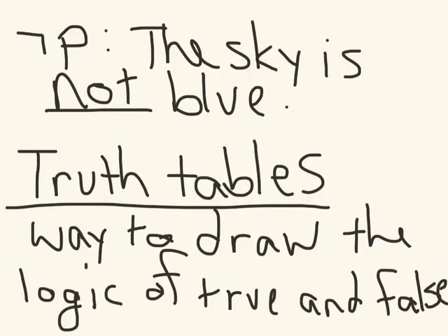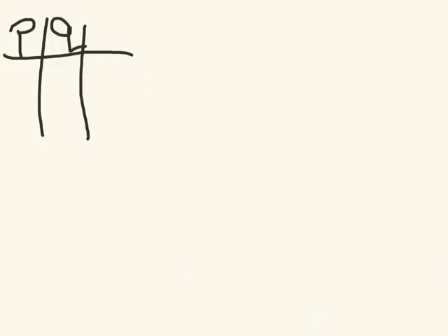And I just want to point out, when I say that they're a way to draw it, it actually gives you every possible combination of true and false. Here's what a truth table looks like. We've got a table, right? And we start with a P and a Q.